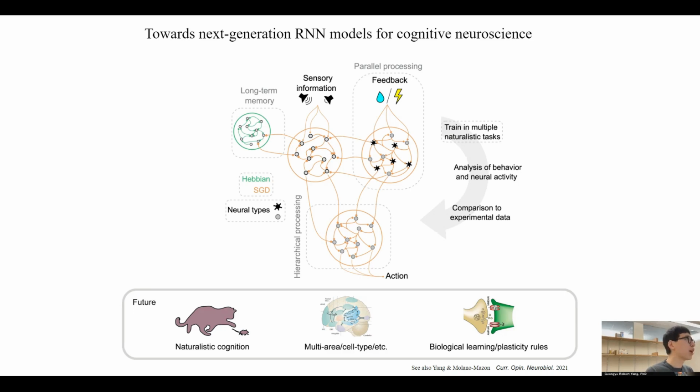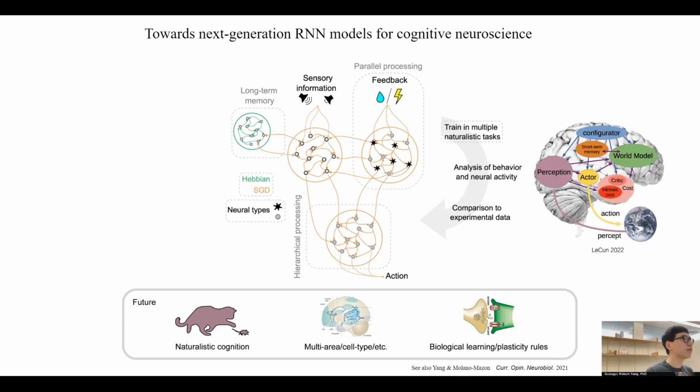But to summarize what I've said about this opinion part, we need to move forward from this classical paradigm to build these multi-region, multi-cell type, multi-plasticity rules networks that can perform more natural cognition. And this is, I think, in some way echoed by folks in AI when they're saying we need to build models that are not just a single monolithic network, but a network that has diverse modules focusing on different functions.